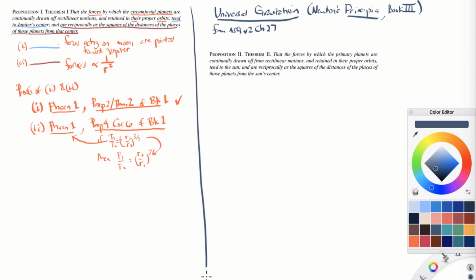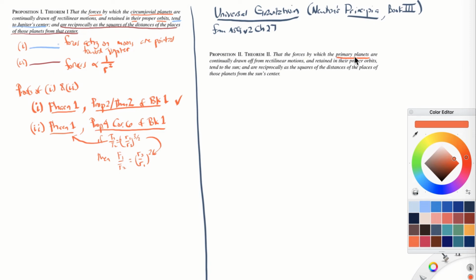And again, this is in book 3 of Newton's Principia. Here, he claims, again, I'll read it first and then I'll break it down so you can understand it. He claims that the forces by which the primary planets are continually drawn off from rectilinear motions and retained in their proper orbits tend to the sun. And these forces are reciprocally as the squares of the distances of the places of those planets from the sun's center. Okay, so notice here he is talking about the primary planets. He's using the term primary planets because he was talking about over here the circumjovial planets. By that he meant the planets going around Jupiter, and by that we would call those the moons of Jupiter.